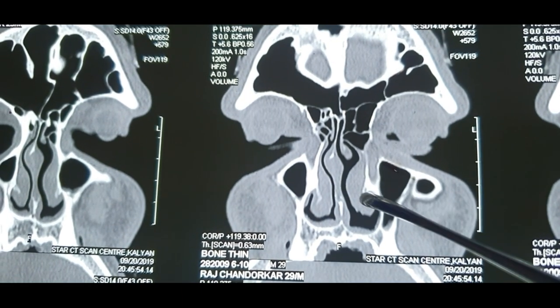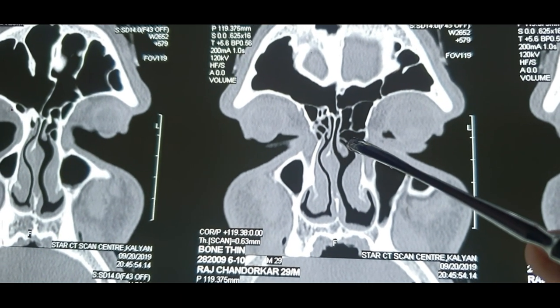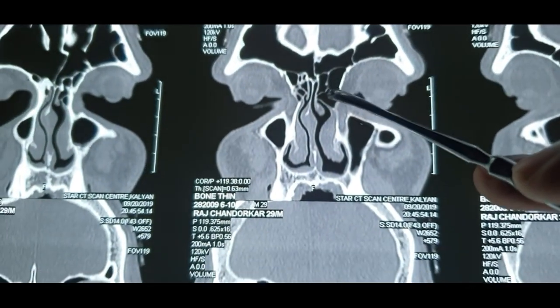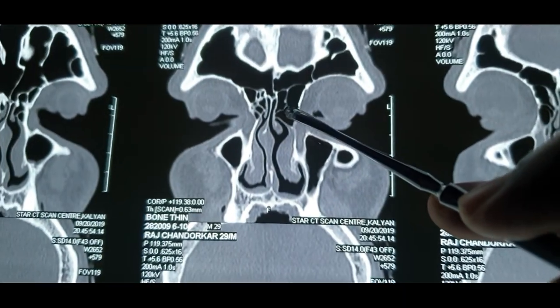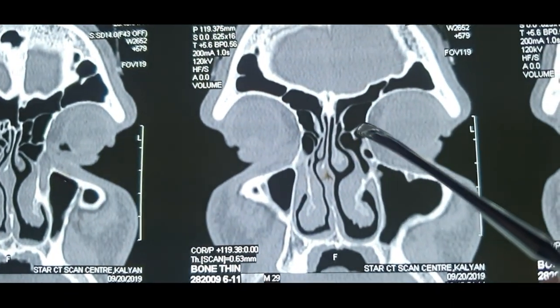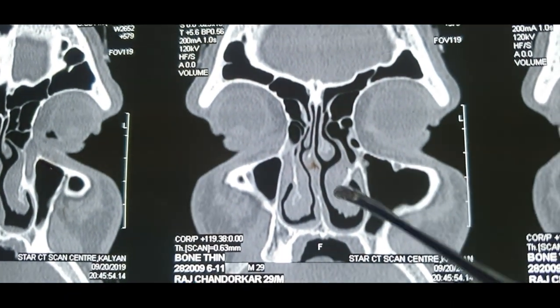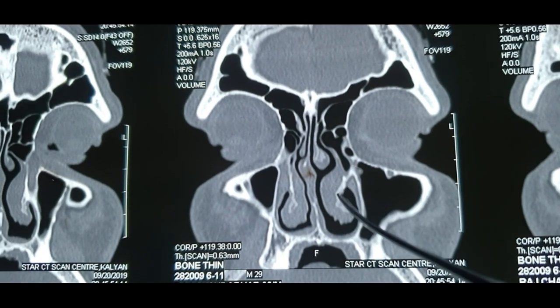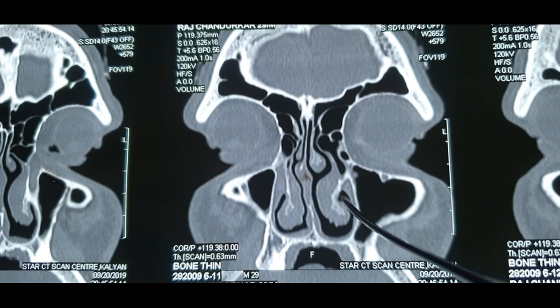And this is the inferior turbinate. And this structure is the agger nasi. And this is the frontal recess, posterior to the agger nasi. If you keep on going posteriorly, you can see this is the inferior turbinate. This is the inferior turbinate. This is the inferior turbinate bone, inferior meatus.